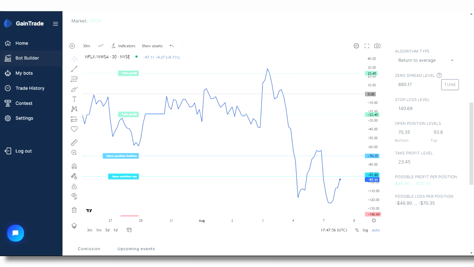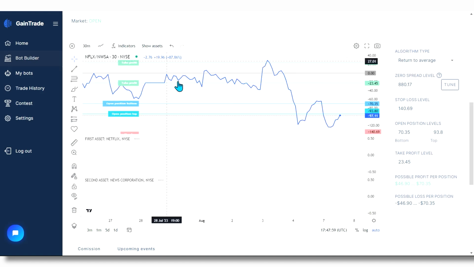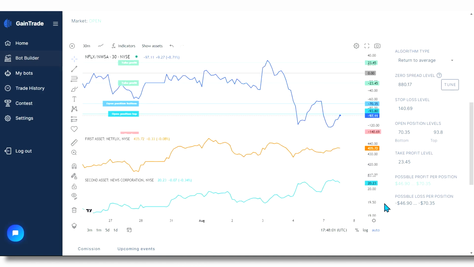When trying to determine the best pair to trade, there are a few things that you can look for. Now, one is to always look at the charts of each stock individually by clicking on the show asset. Now, if one stock is steadily trending up in one direction, while the other stock is steadily trending down, and you don't see any clear correlation between the two stocks, then it might be a pair that you want to avoid trading.